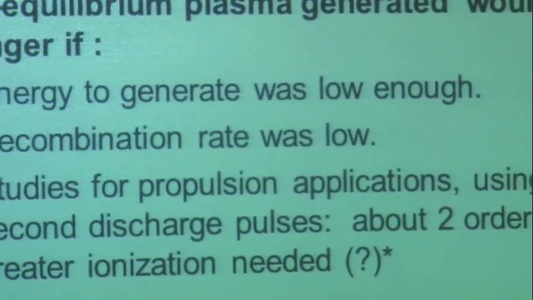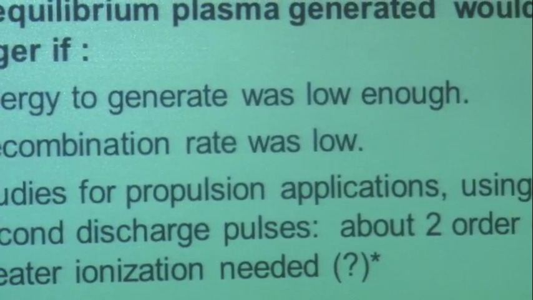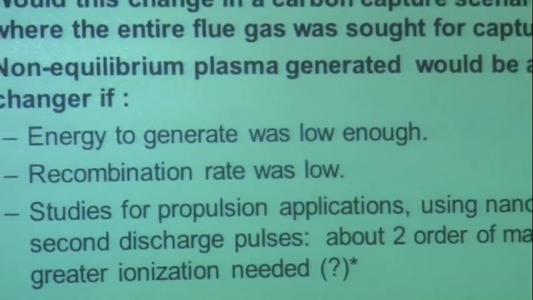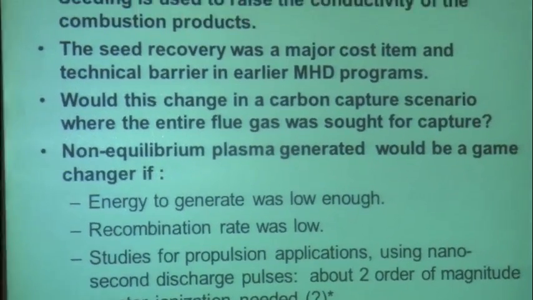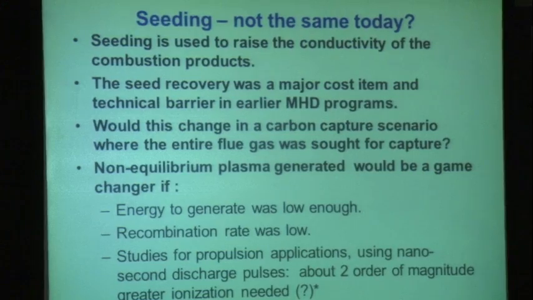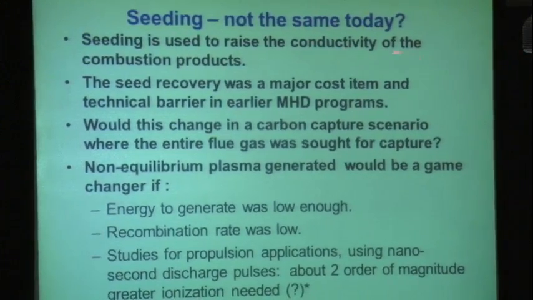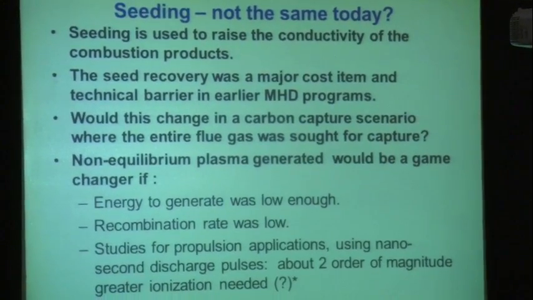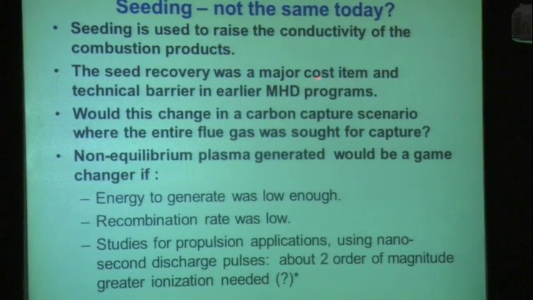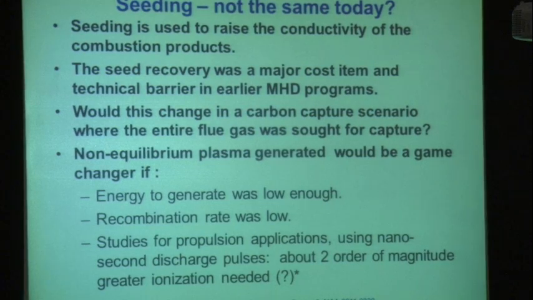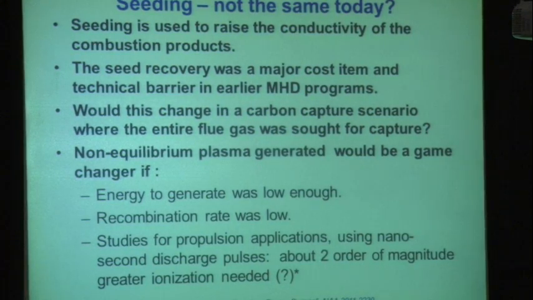Okay. So I've talked about seeding the flow to produce the conductivity that we need for this system, and I just want to stop at this point and raise this question: do we have to add the seeding to make this flow conductive? The seed recovery was a major cost item and a barrier in the earlier MHD attempts.